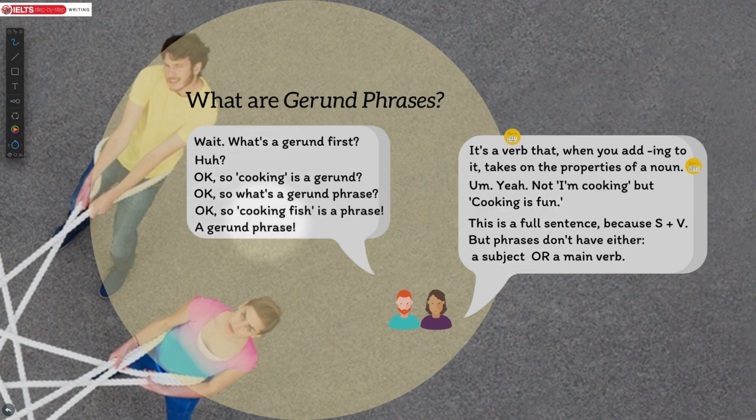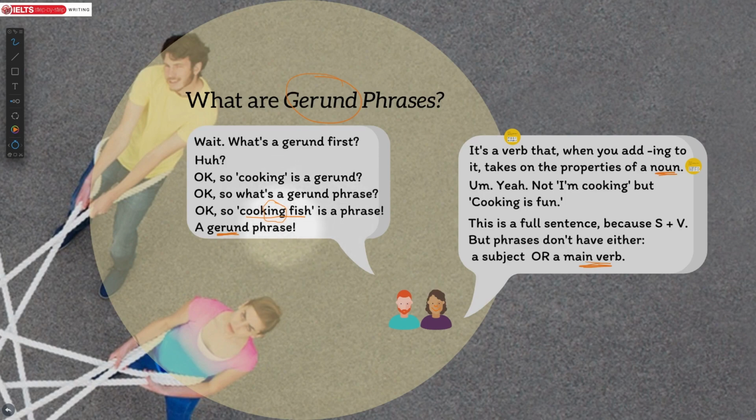The student says, so cooking fish is a phrase, it's a gerund phrase, and the teacher, smiling: My student, you have understood exactly. Cooking fish, there's no main verb here. Cooking is not a verb anymore, it's become a gerund, and remember, gerund is now a type of noun. So cooking fish is a phrase, and yes, it is a gerund phrase because there is an ing over here.